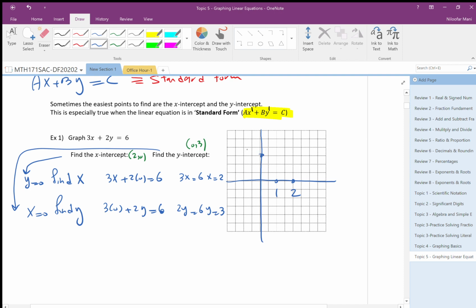Yes, it's here, 3. Okay, so then I can just connect these 2 points. This is 0 and 3, so this is my y-intercept and this is x-intercept, and I just connect them. Oh, perfect, I graphed it. Okay, good job.